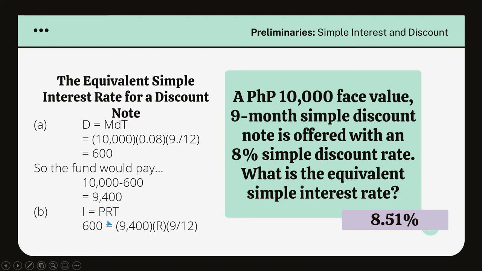Our interest is also the 600. And now we're looking for the rate. We will also plug in the same values as you can see here. And therefore, we will get R is equivalent to 600 divided by 7,050. And once we calculate that using our calculators, we will get 8.51% as our simple interest rate.